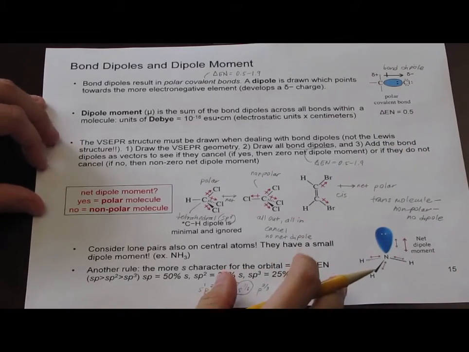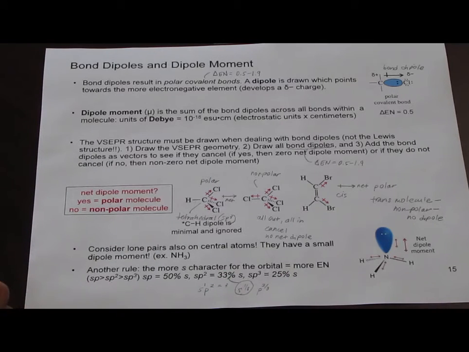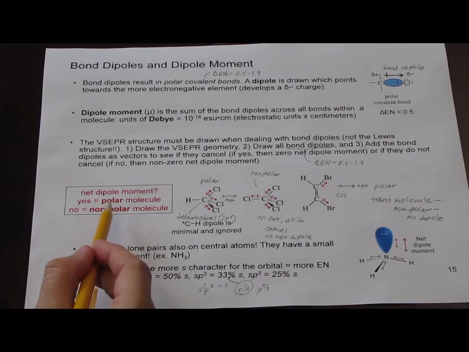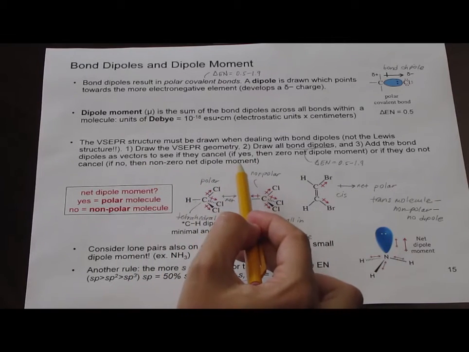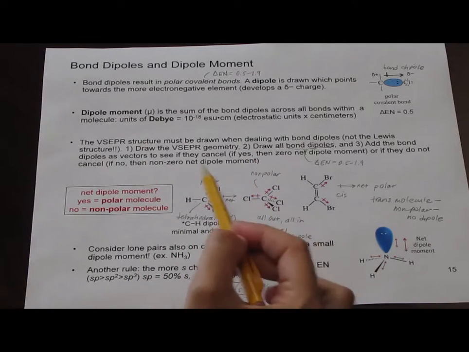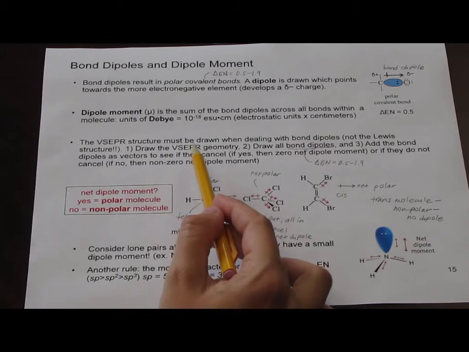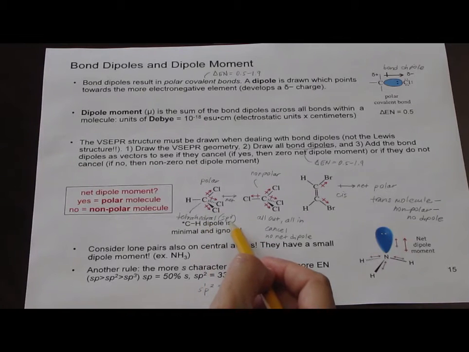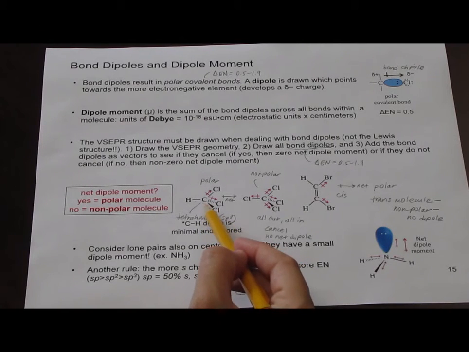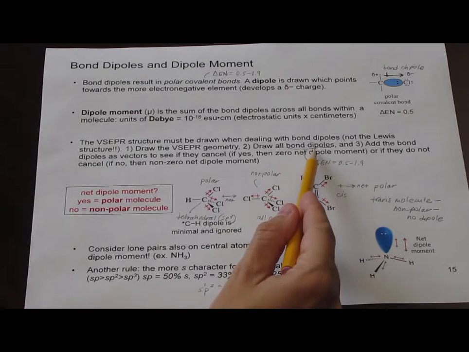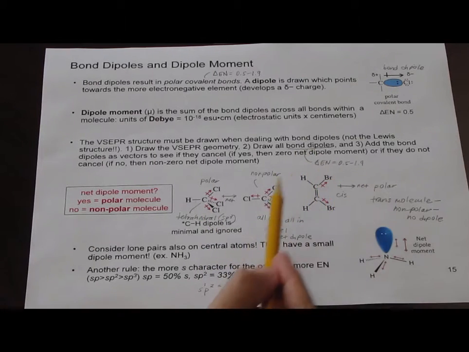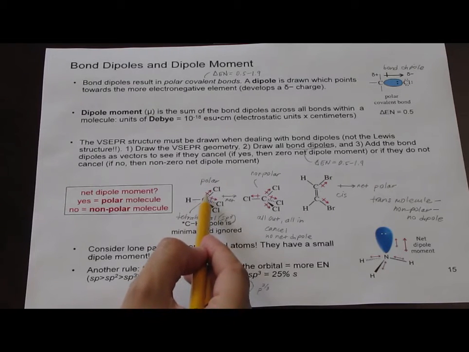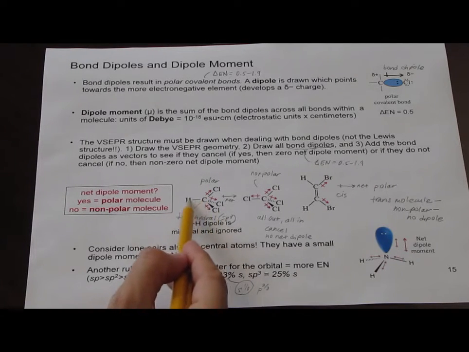The sum of all the bond dipoles across a whole molecule tells you whether that whole molecule has a dipole or not, and that will determine whether our molecule is polar or nonpolar. Okay? And so we're going to follow these rules when we're determining that. First off, you must have the VSEPR geometry. Remember, a carbon that has 4 bonds would be tetrahedral in an sp3 geometry, and that is shown here. Draw all bond dipoles if delta EN is 0.5 to 1.9, which it is for carbon-chlorine, but not for C-H, so there is no dipole here.